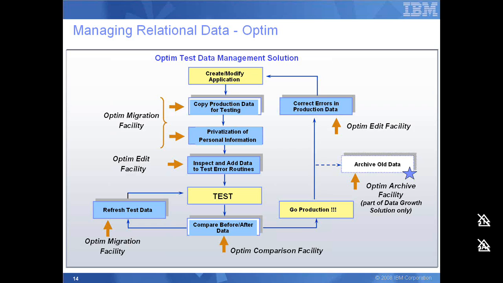You can use specific features of the Optim privacy solution in various stages of managing relational data. You can use the Optim migration facility when you're copying data for production, and you can use it to even privatize the personal data using the migration facility. You can inspect and edit data routines using the Optim edit facility, and the compare, which is again a very tedious task if you're doing it manually or using any custom scripts. I can easily compare the before and after data using the Optim comparison facility. It gives me a detailed report of what exactly has changed. It highlights and classifies information based upon the changes.